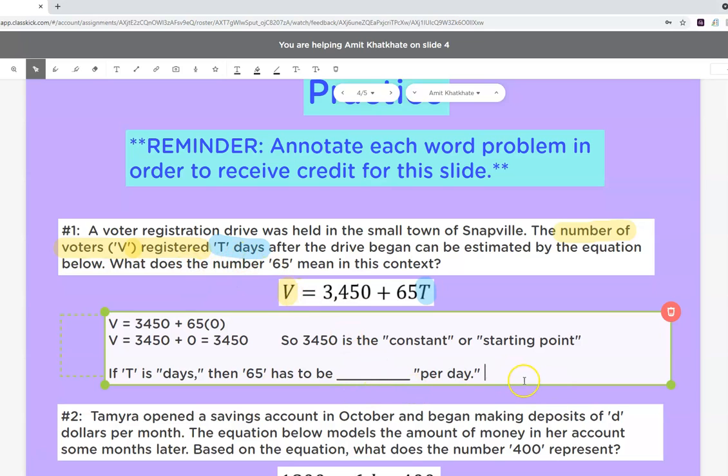Okay, so we can say that the blank is number of voters registered. Okay, number of voters registered per day. That's all you got to do. You got to see what the variable is, and then whatever that is, it's going to be per that or each that, depending on the question.